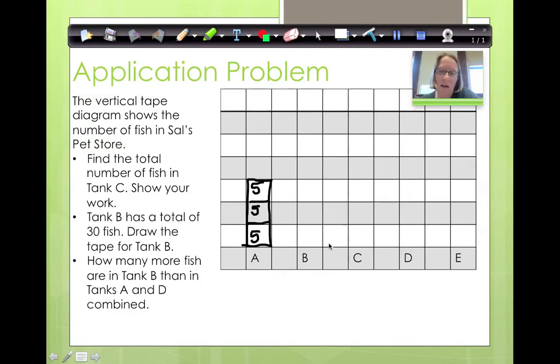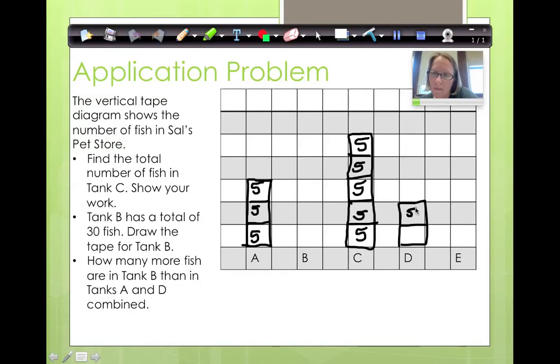C, I would like you to have 5 pieces of tape. 3, 4, 5. Go ahead and draw that with me. And each one is worth 5. Now D has 2 pieces of tape, and E has 4. Now we're going to use these tape diagrams, and we are going to answer these questions.